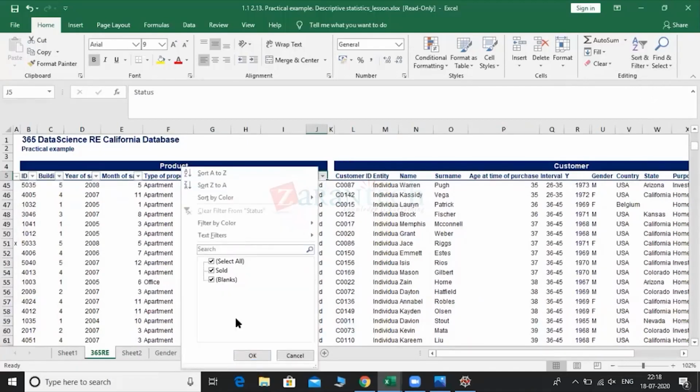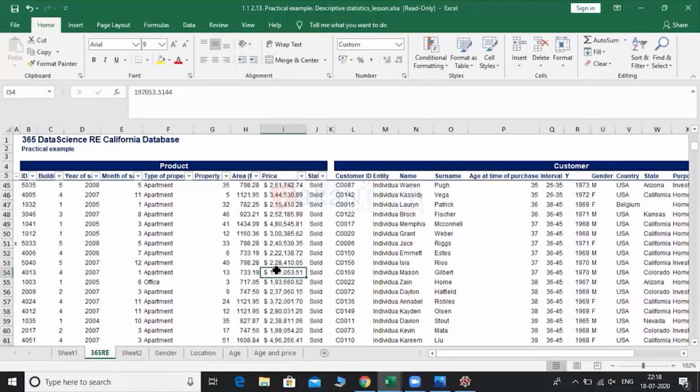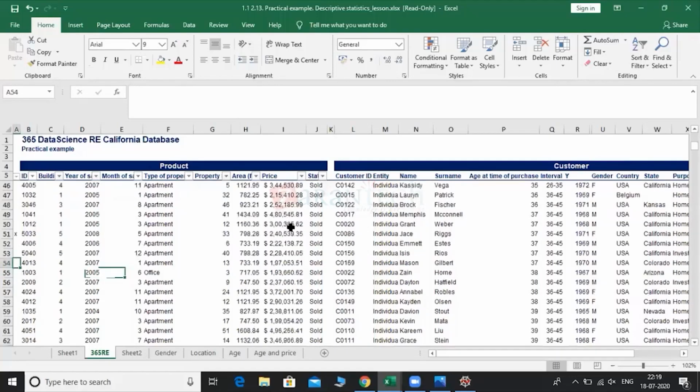Only thing is sold here, right? Yes. So it means that it only has the information. So how do we basically merge these two pieces of information so that we can check whether the age and the price that person has paid are actually correlated or not?